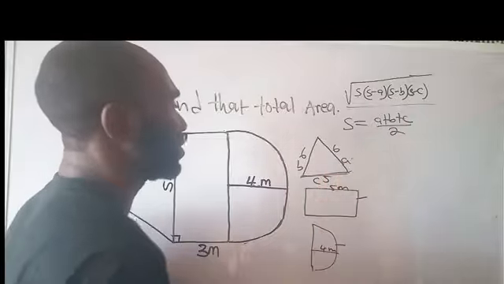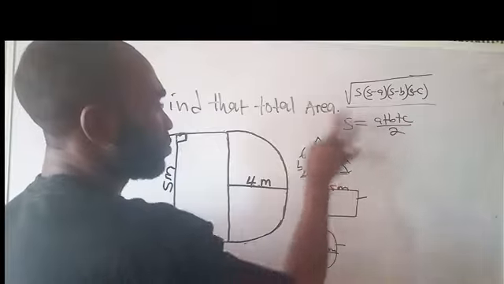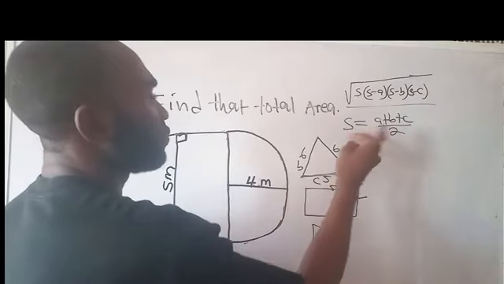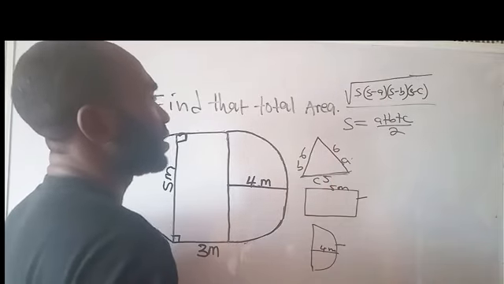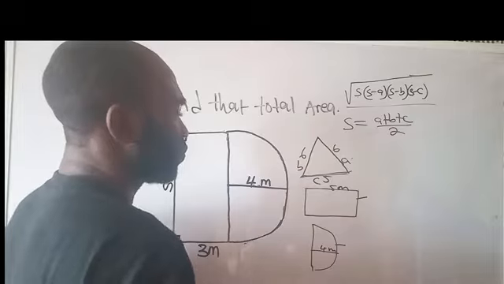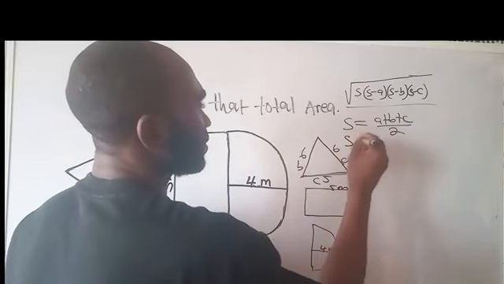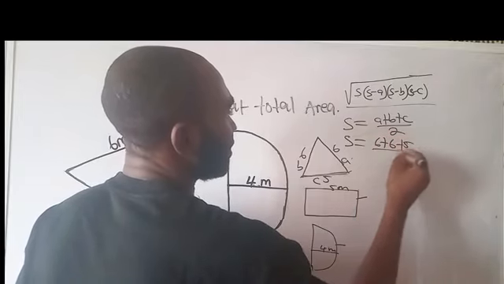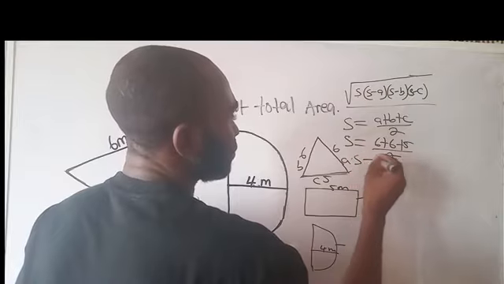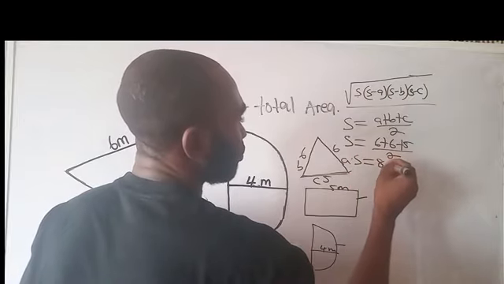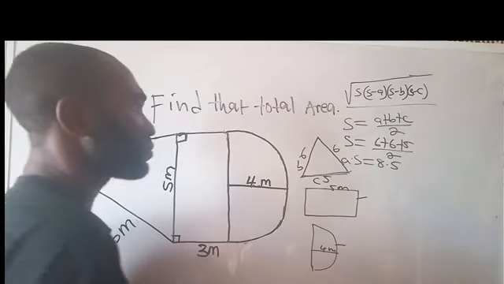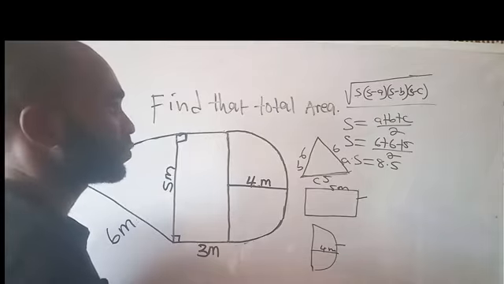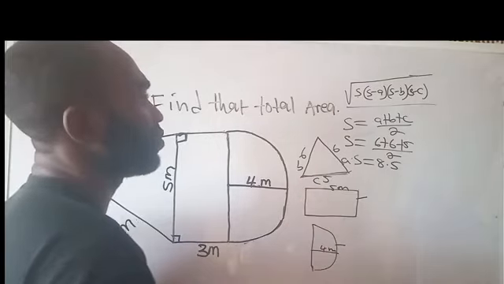And what is the perimeter? The perimeter is the sum of everything here, 6 plus 6 plus 5. The sum of this gives us the s in this formula. So s is equal to 6 plus 6 plus 5 divided by 2, and this will give us 8.5. Now that we know s is 8.5, we take it back to the formula.